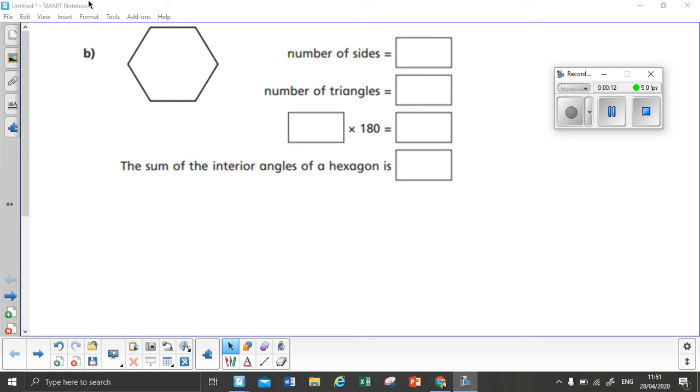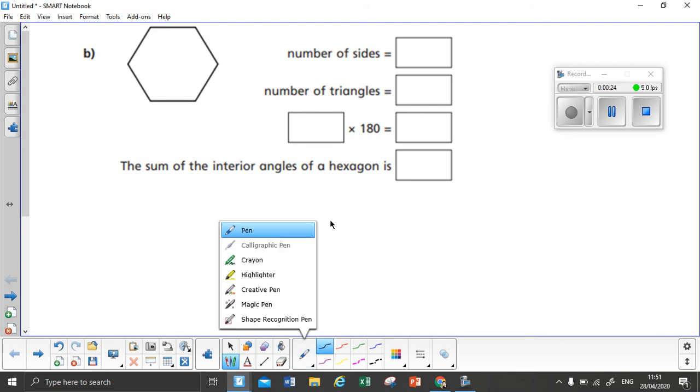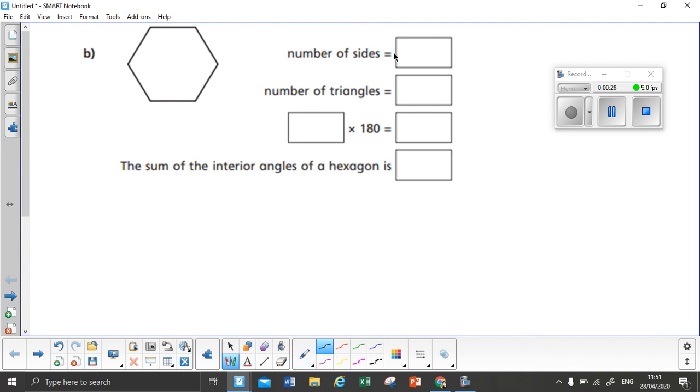I'm going to have a shape here, and it says number of sides first. So I've got 1, 2, 3, 4, 5, 6. So I can write 6 up here.